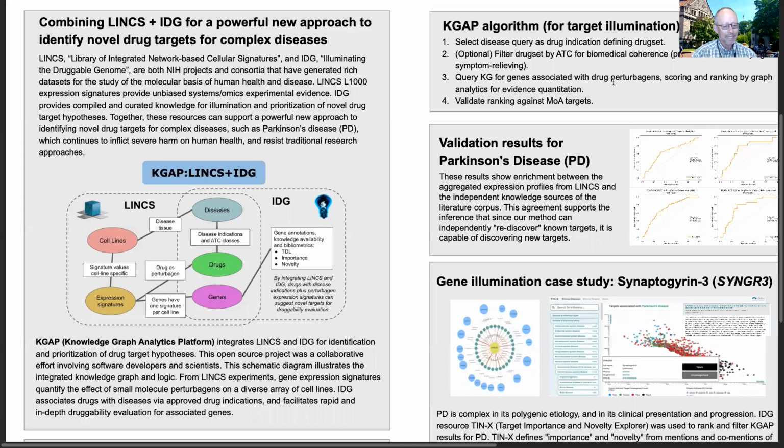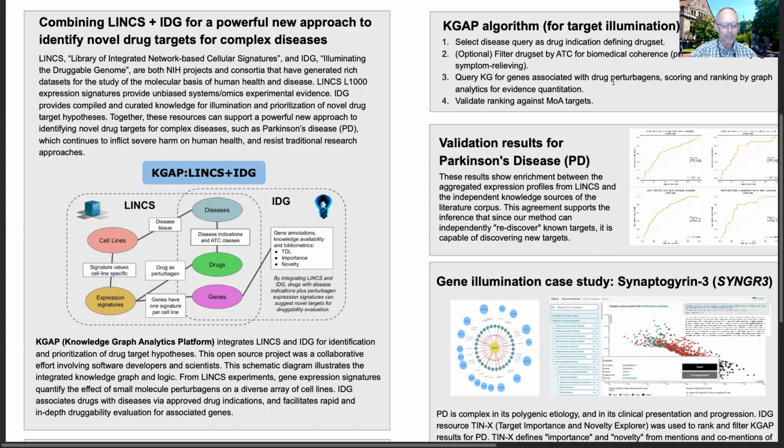NIH programs LINCS, Library of Integrated Network-Based Cellular Signatures, and IDG, Illuminating the Druggable Genome, have generated rich open access datasets for the study of the molecular basis of human health and disease. LINCS expression signatures provide unbiased transcriptomic and genomic experimental evidence. IDG provides compiled and curated knowledge for illumination and prioritization of novel drug target hypotheses. We believe that together these resources can support a powerful new approach to identifying novel drug targets for complex diseases.